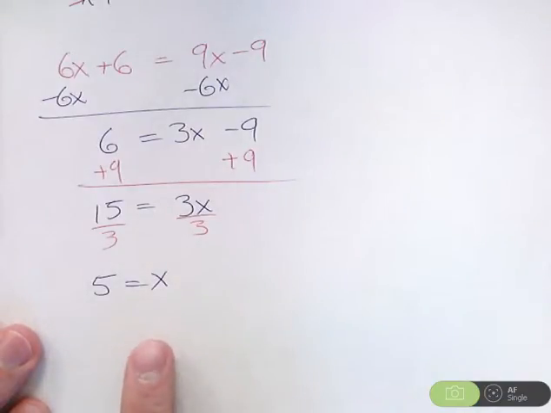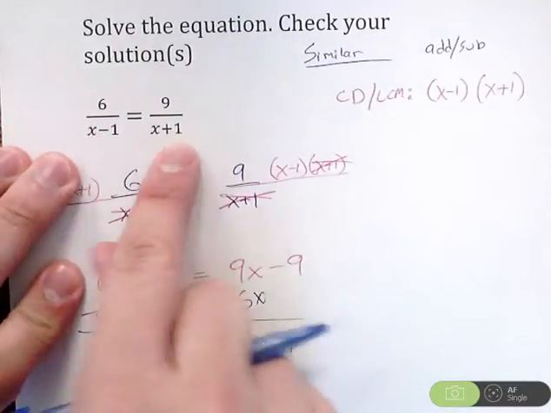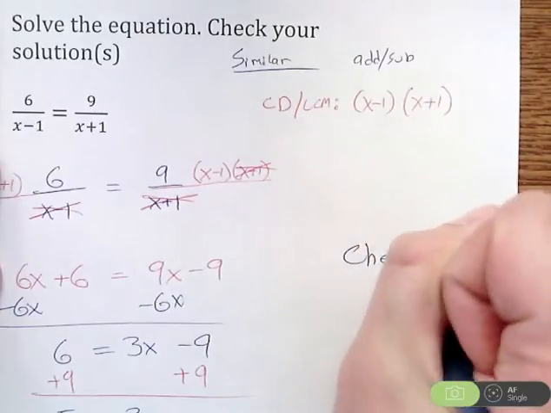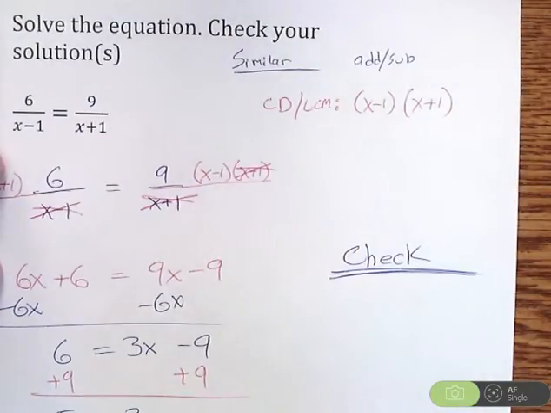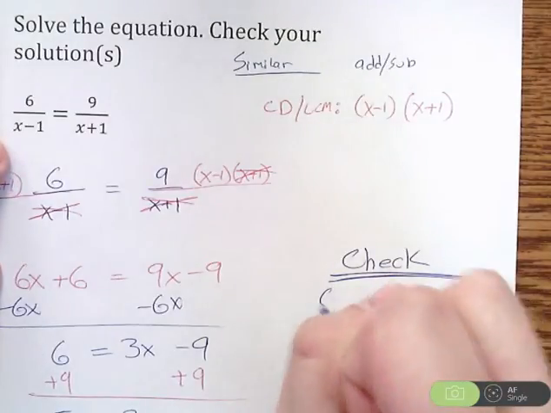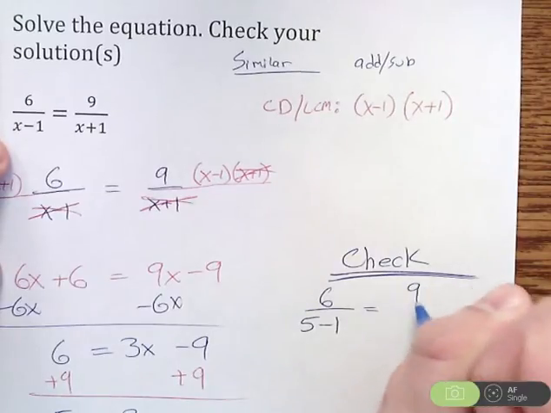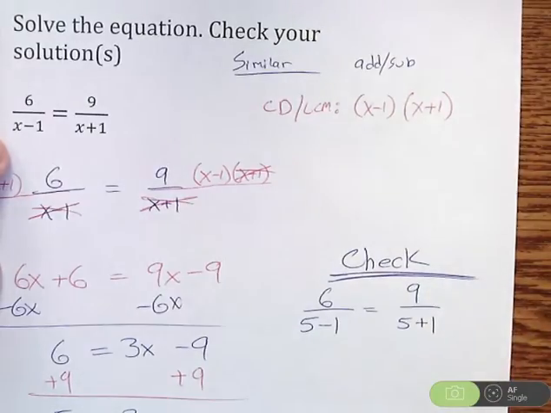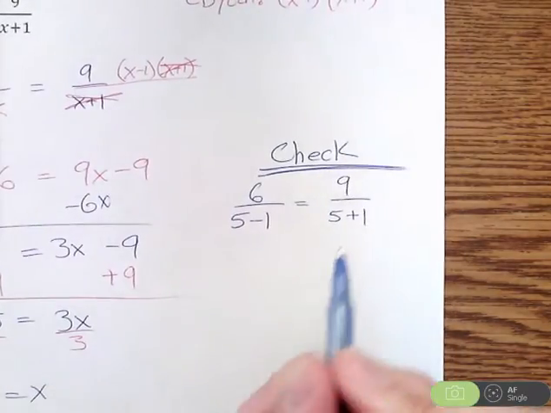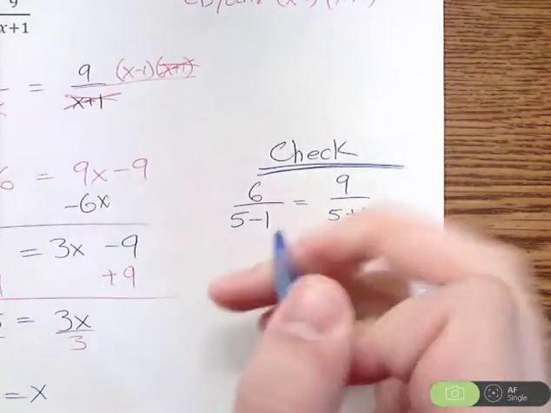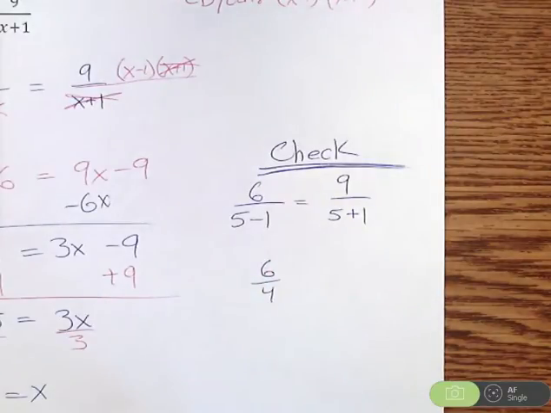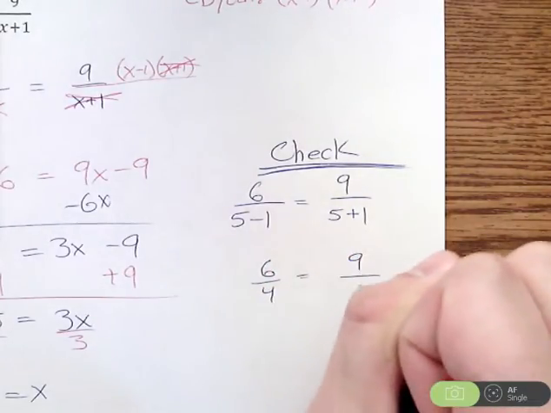Now, before I move on, I want to check and make sure this works. I don't just want to assume this works. So we're going to take this x equals 5 and plug it back into the original problem. We always need to check. Super, super important because we might have extraneous solutions. So what that's going to look like is 6 over 5 minus 1 equals 9 over 5 plus 1. I just need to simplify each side to make sure the left is equal to the right. So that is 6 over 4, and that is 9 over 6.